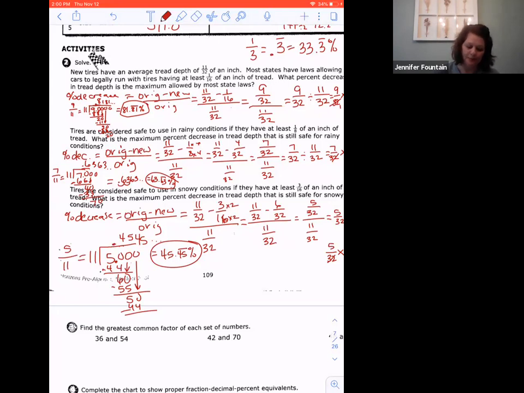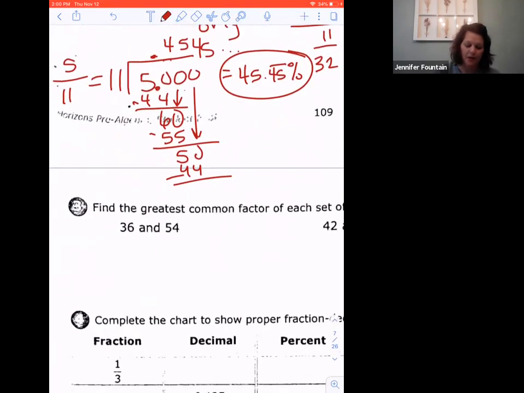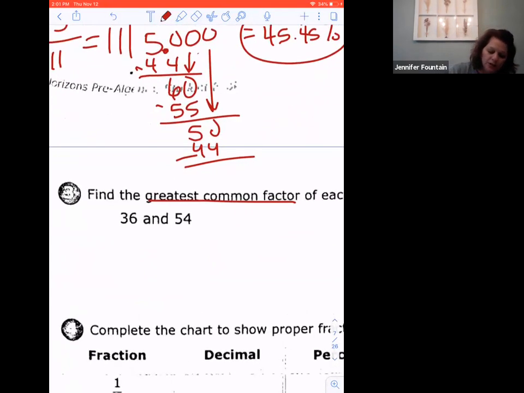All righty. Let's look at activity 3, greatest common factor. A little bit ago, we did least common multiple. Greatest common factor and least common multiple are going to be a little bit alike in that we start out by finding prime factors. But that's all that's going to be in common. That's the only thing. So we're going to start with 36 and do prime factors.